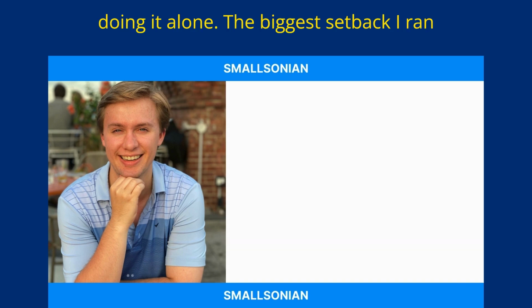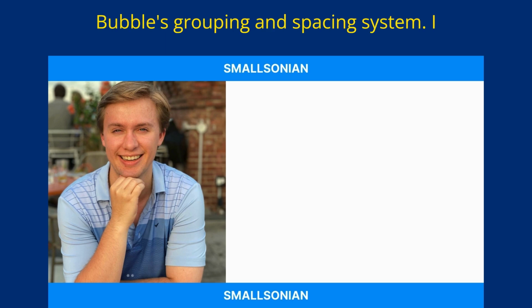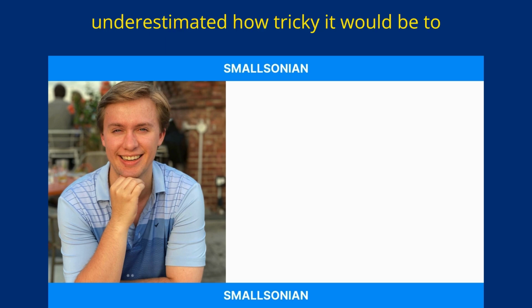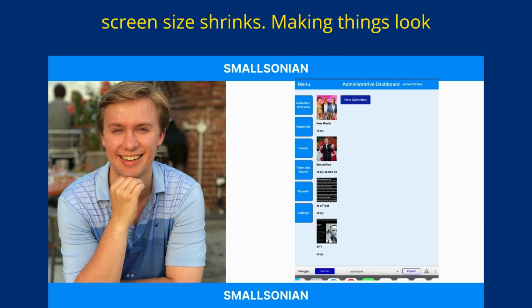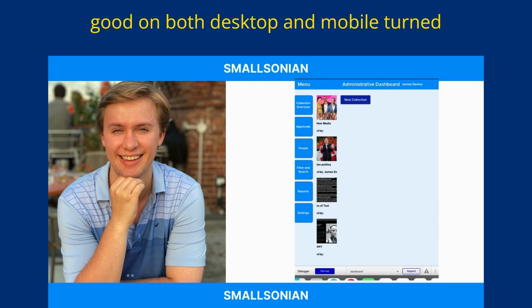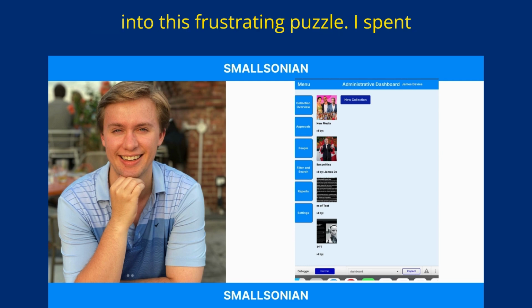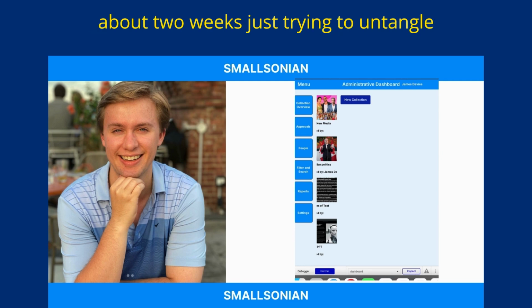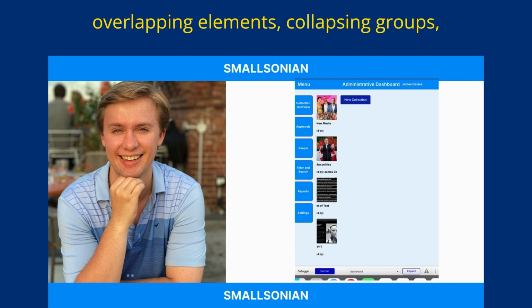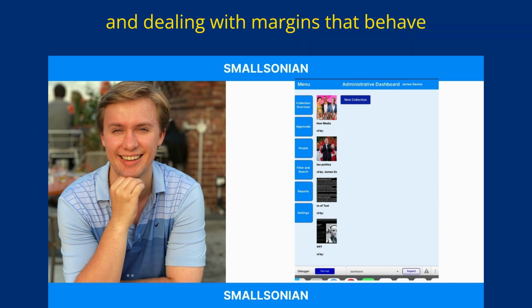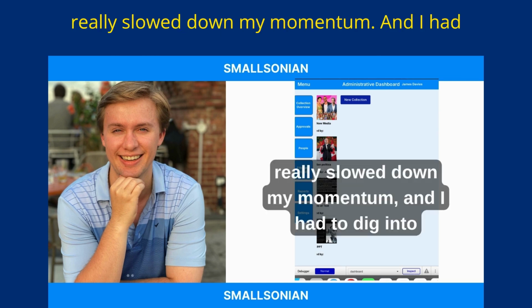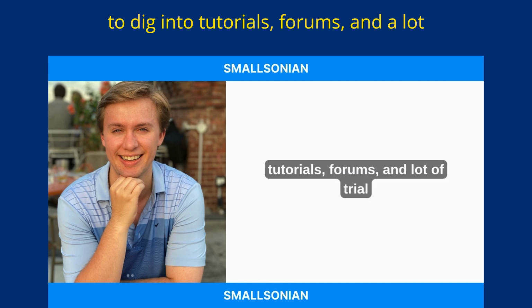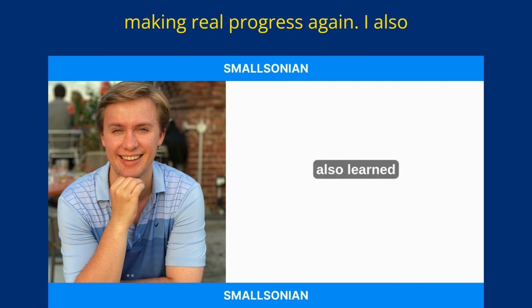The biggest setback I ran into was honestly just wrestling with Bubble's grouping and spacing system. I underestimated how tricky it would be to make the UI responsive, especially as the screen size shrinks. Making things look good on both desktop and mobile turned into this frustrating puzzle. I spent about 2 weeks just trying to untangle overlapping elements, collapsing groups, and dealing with margins that behaved differently depending on the layout. It really slowed down my momentum, and I had to dig into tutorials, forums, and a lot of trial and error before I started making real progress again.